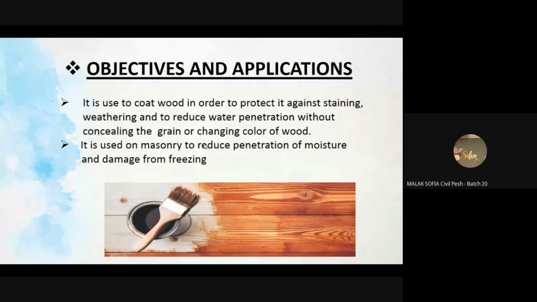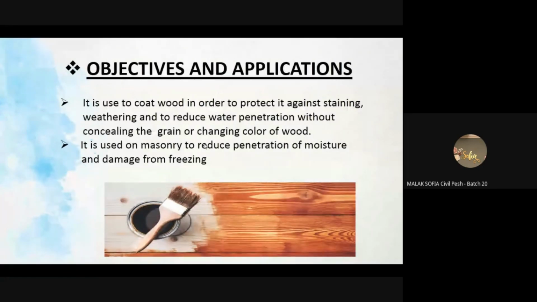Weathering leads to very serious damages, and if you cure it, it's a very good outcome for your material. To reduce water penetration, which means porosity will be decreased, and water damages things more badly. That's why varnish is used to provide wood a very good uniform texture and to prevent it from many different things. It is used on masonry to reduce penetration of moisture and damage from freezing.